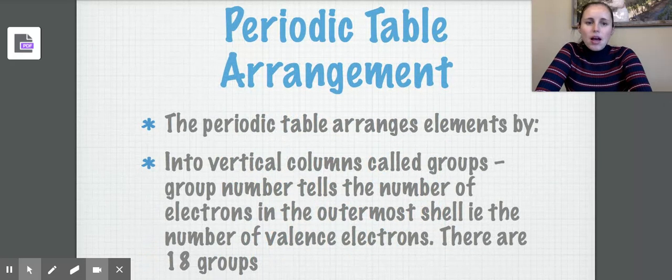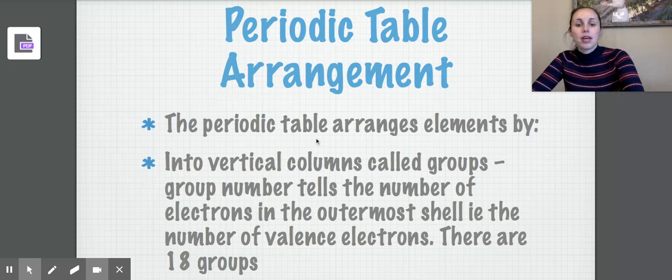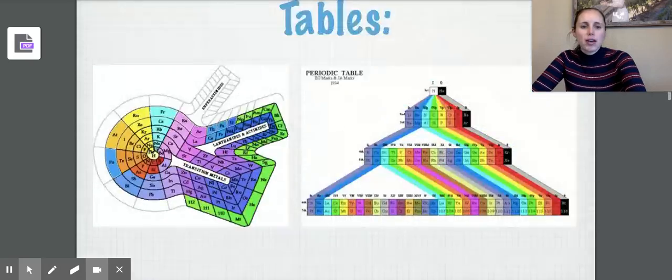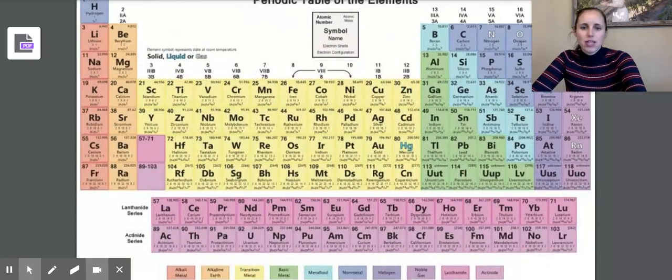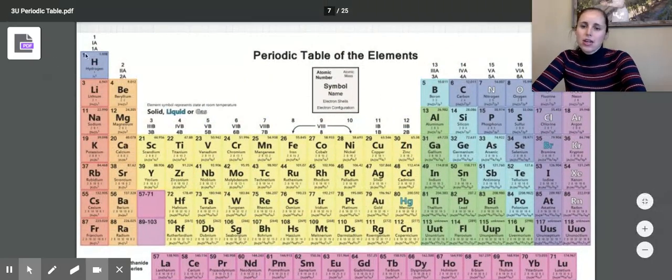So our periodic table, first of all, it's arranged into vertical columns called groups, and that group number is going to tell you the number of electrons in the outermost shell. There are 18 groups. So just a reminder, in order to tell the number of electrons in the outermost shell, you're going to start counting from here.